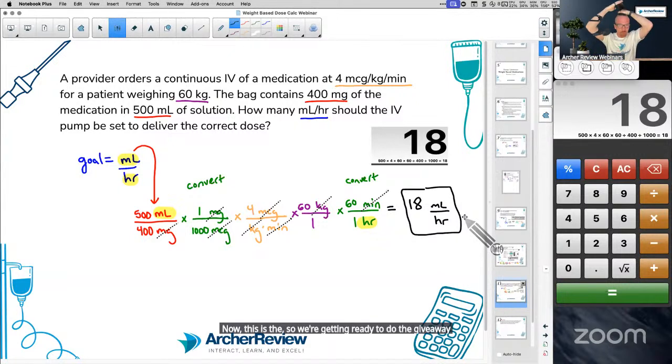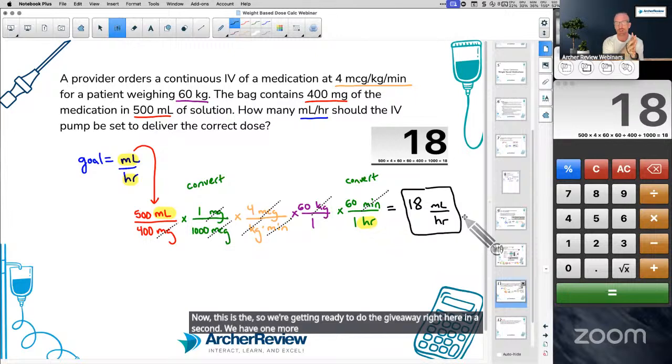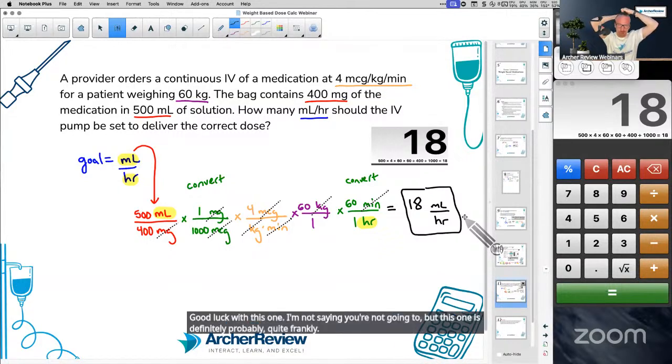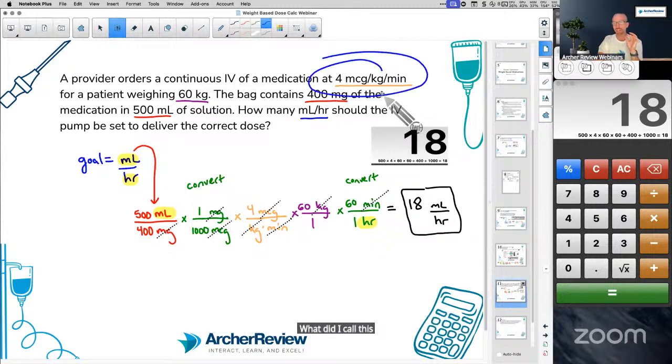We have one more example that I want to cover with y'all. And for those of you that have been getting all of these right, good luck with this one. I'm not saying you're not going to, but this one is definitely, quite frankly, one of the more challenging questions in dose calc. What did I call this up here? I called it the double slash.